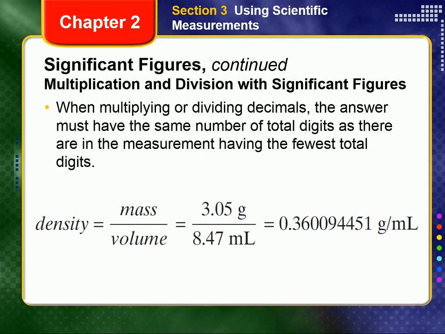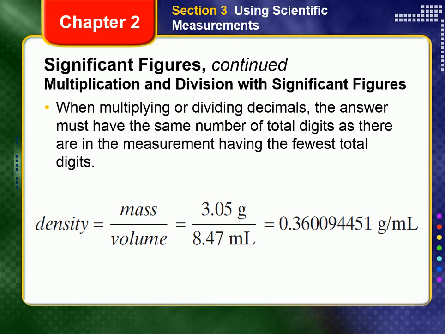Multiplication and division with significant figures. Suppose you calculated the density of an object that has a mass of 3.05 grams and a volume of 8.47 milliliters. The following division on a calculator will give a value of 0.3600944451. The answer must be rounded to the correct number of significant figures.